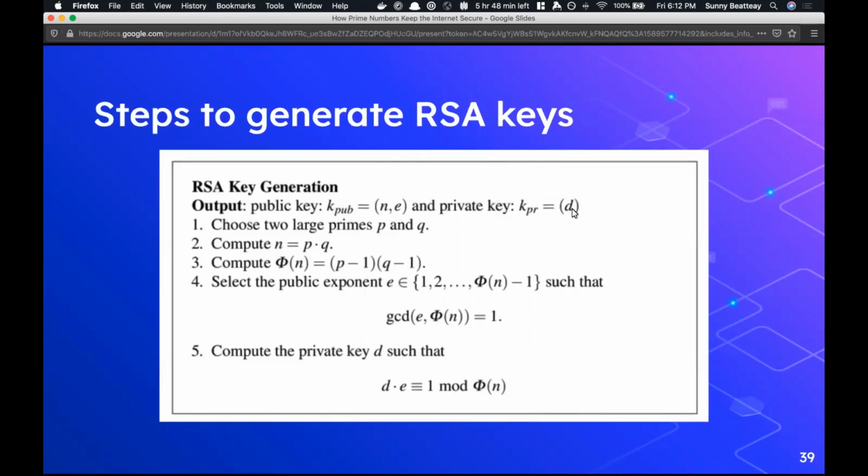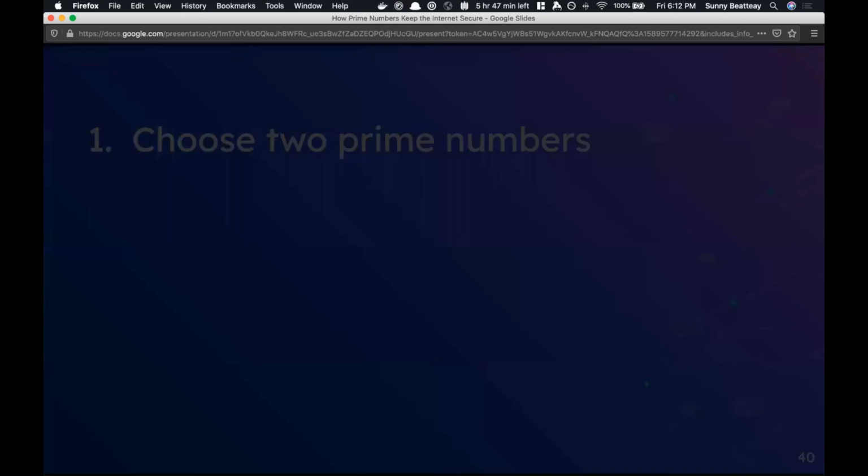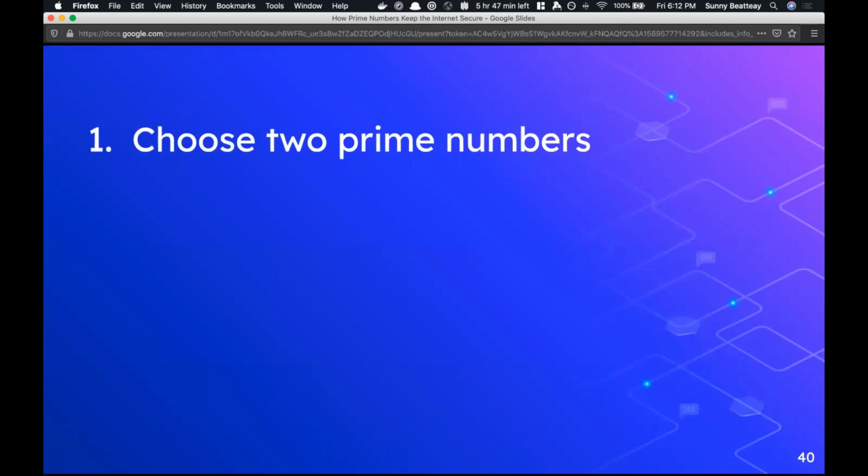And the private key, D. So we're going to be going over these 5 steps to create our public and private keys. The first step is choosing 2 large prime numbers, P and Q. For our examples, we'll be using smaller numbers, just to keep it easy.